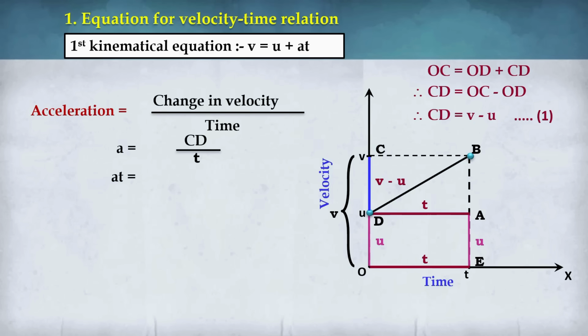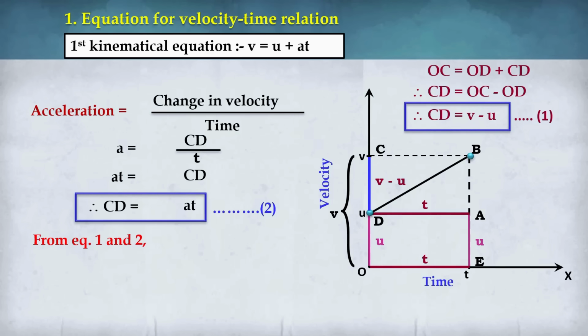Now, acceleration is equal to change in velocity divided by time. Therefore, acceleration equals CD divided by t. If we multiply both sides by time, we get CD equals acceleration multiplied by time. Now we know that CD is equal to v minus u. Substituting this value, we get v minus u equals acceleration multiplied by time. Rearranging the terms gives us the final result. Final velocity equals initial velocity plus acceleration multiplied by time. This is called the first kinematical equation of motion.